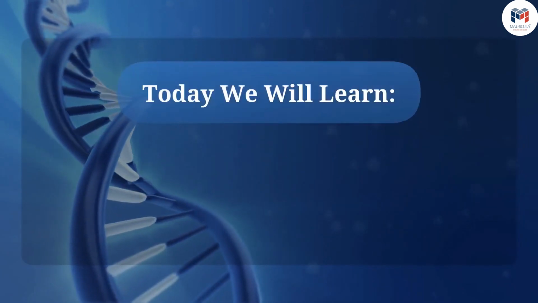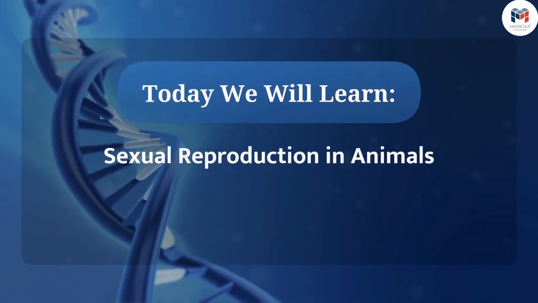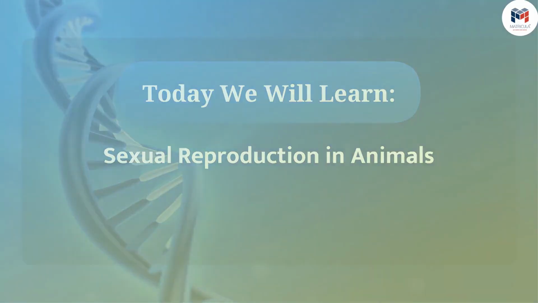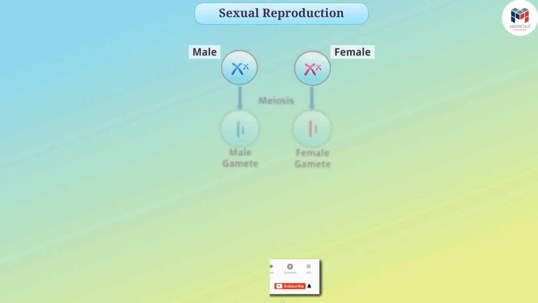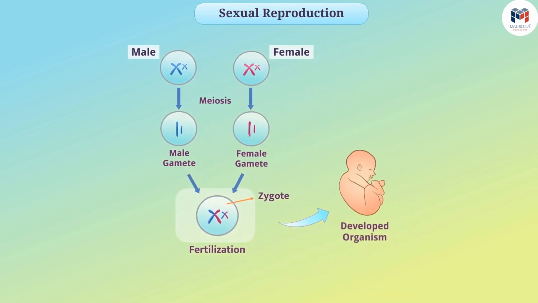Today we will learn about sexual reproduction in animals. We know that two parents participate in sexual reproduction. During sexual reproduction, the male germ cell is fused with the female germ cell to produce a zygote, which develops into a new organism. Let's understand sexual reproduction in humans.